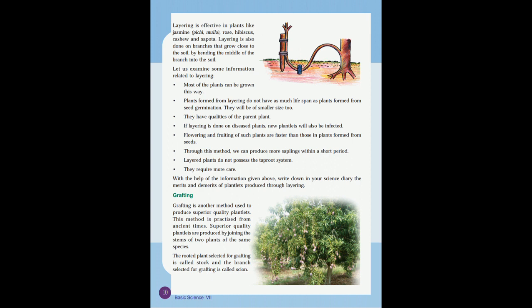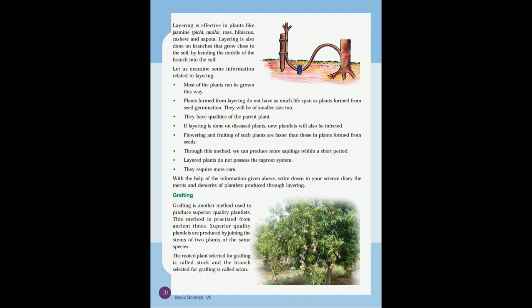Now we have another method called grafting. Grafting is another method used to produce superior quality plantlets. This method is practiced from ancient times. Superior quality plantlets are produced by joining the stems of two plants of the same species. It is a practice that has been going on for many years, and we get very good products. We take two different plants and make them into one plant. So how about we see a video so that it gets more clear?